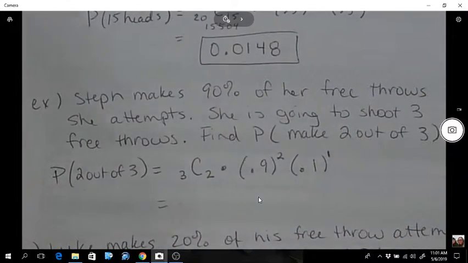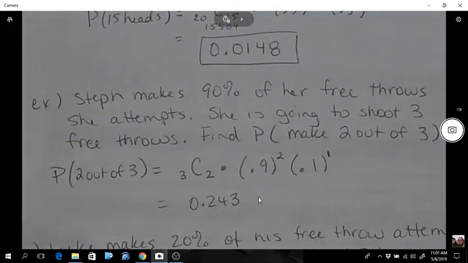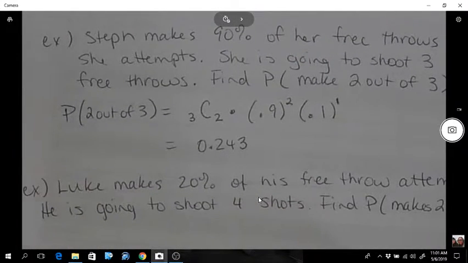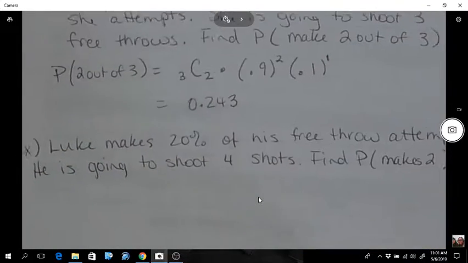Okay, so that ends up being 0.243, so a 24.3% chance that she's going to make 2 out of the 3 of them. Exactly 2. It's not at least, it's exactly the 2.